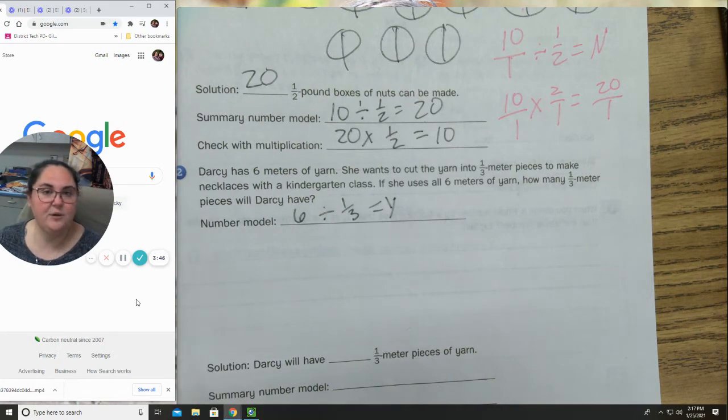I want you to see if you can figure out the answer. Try any method you choose. Draw a picture. Keep, change, flip. See if you can find my answer. What is 6 divided by 1/3?